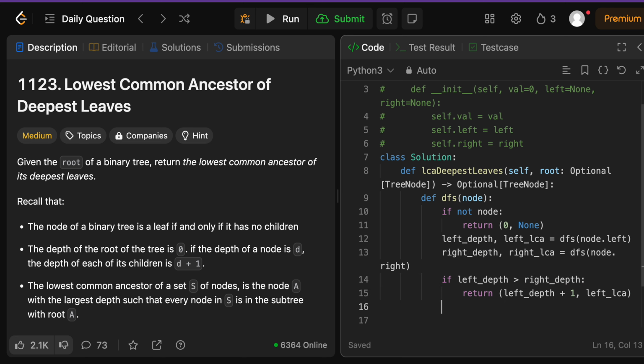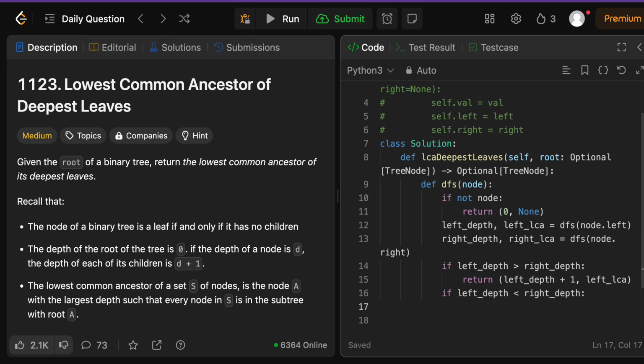Now, what if the left depth isn't greater than the right depth? What if rather the right subtree is deeper? If that's the case, we can predict that very straightforwardly. If left depth is less than the right depth, that means again the right subtree is deeper. Well, then we know that the LCA has to be in the right subtree, and so we want to return the right subtree's depth along with its root node, which is going to be right depth plus 1 to account for that height, and then right LCA.